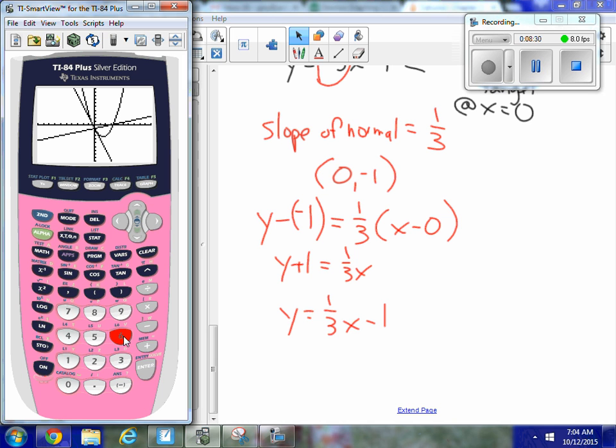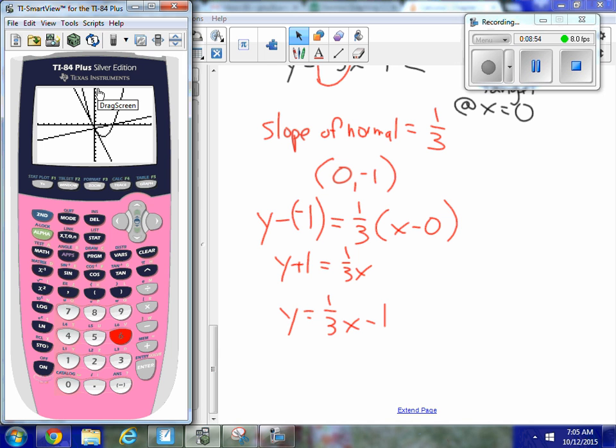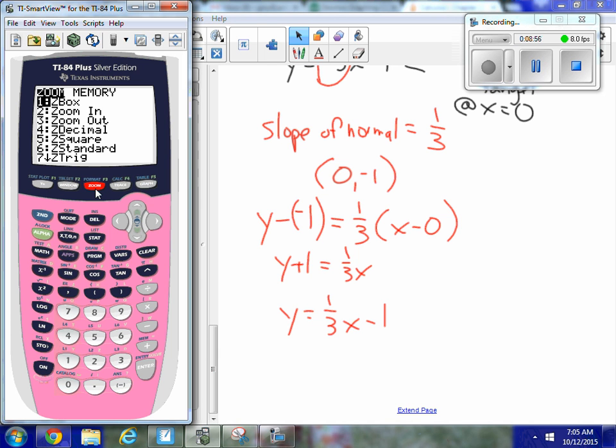But that's because the TI calculator's normal viewing window is rectangular, not square. In other words, the 10 points on the x-axis from here to here are much longer than the 10 points from the bottom to the top. So if I want to look at it in a square screen, I can go zoom 5, which is square. I have more points along the x-axis, but the perspective is a little bit different, and you can see now that it is actually perpendicular.